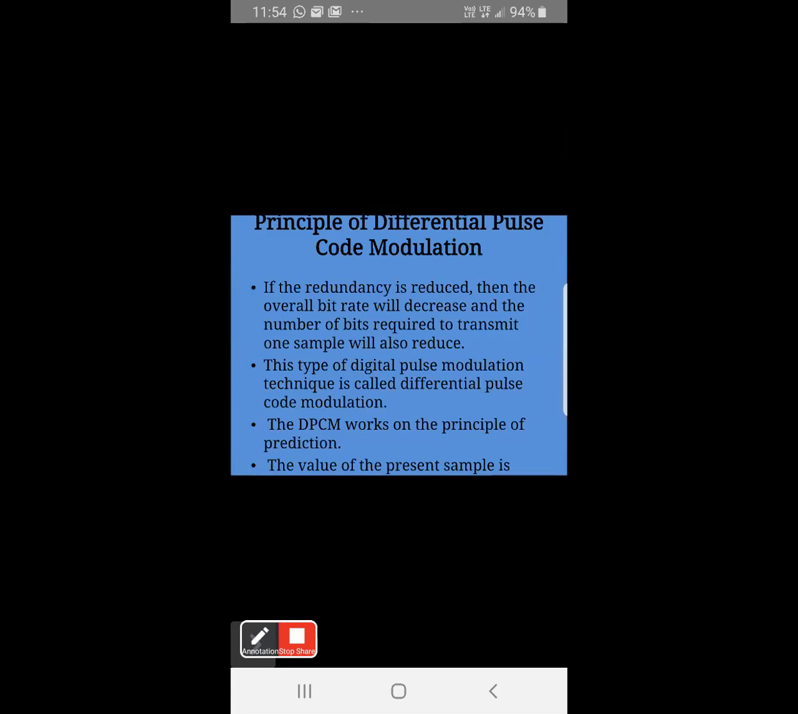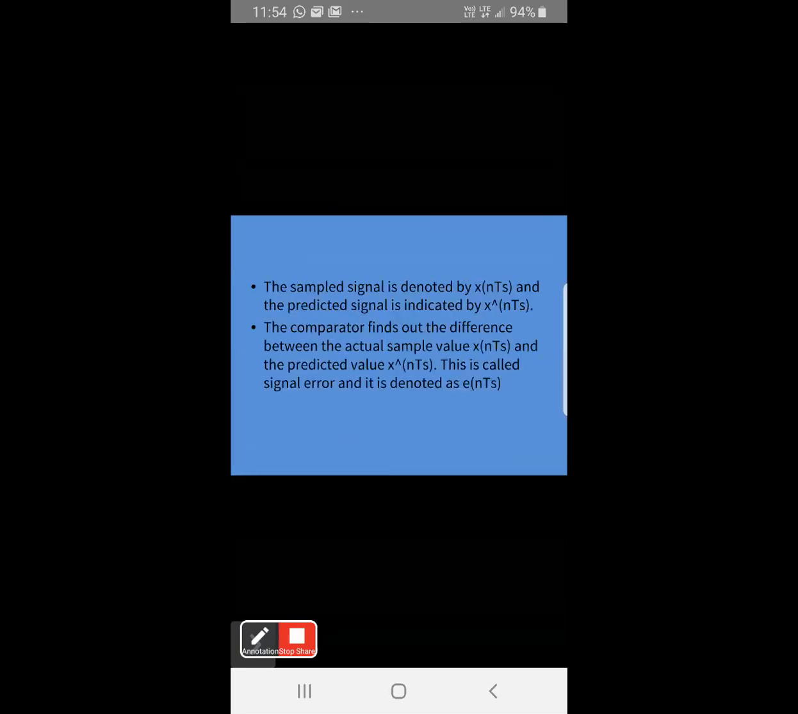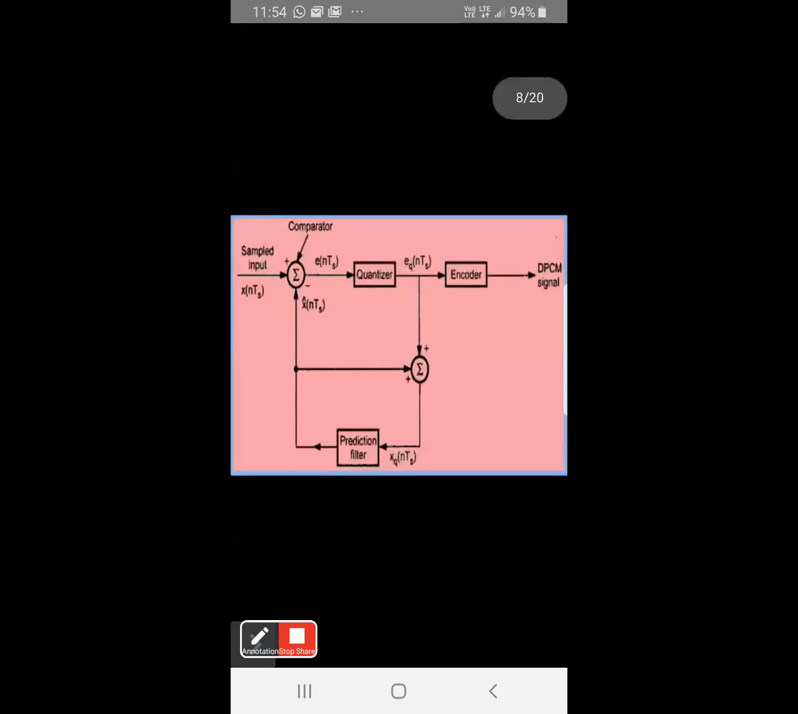It is predicted from the previous samples. The prediction may not be exact. Prediction value అనేది may not be exact గా ఉండకపోవచ్చు. Very close values అనేది రావచ్చు, లేకపోతే they will be same. Here the sample signal is denoted as x of nTs. Sample signal అనేది x of t అని చెప్పా కదా ఇందాక, సేమ్ x of t నే మనం x of nTs అనేది రిప్రజెంటేషన్ అనేది తీసుకుంటున్నాం. And the predicted signal is indicated by x cap of nTs. ఇక్కడ చూడండి, మనకి ఇది DPCM బ్లాక్ డయాగ్రామ్. DPCM బ్లాక్ డయాగ్రామ్ వచ్చేసరికి sampled signal.